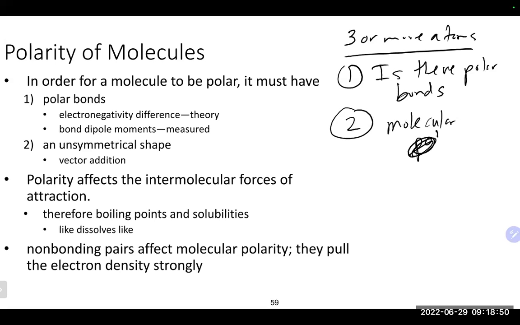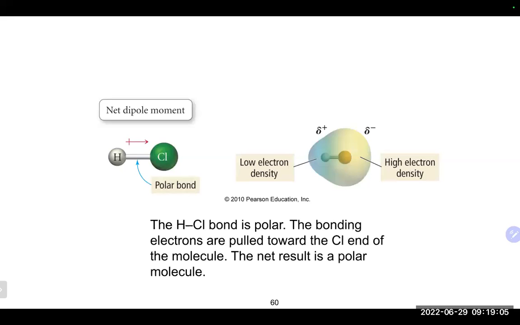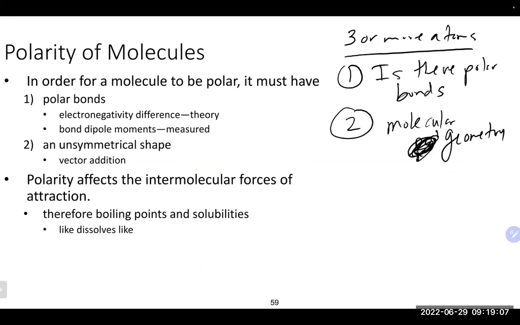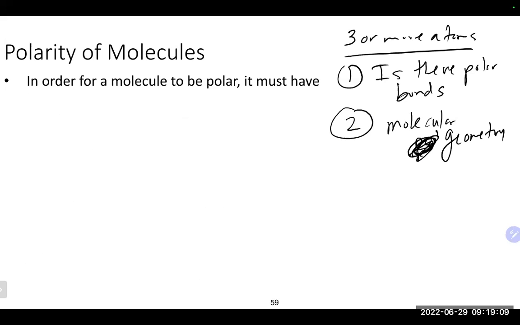Not the molecular polarity, I'm sorry. That is the molecular geometry to help you decide the molecular polarity. So you do have to look at the molecular geometry. And depending on the geometry, it may or may not cause the molecule to be polar or nonpolar. So let us take a look at this.